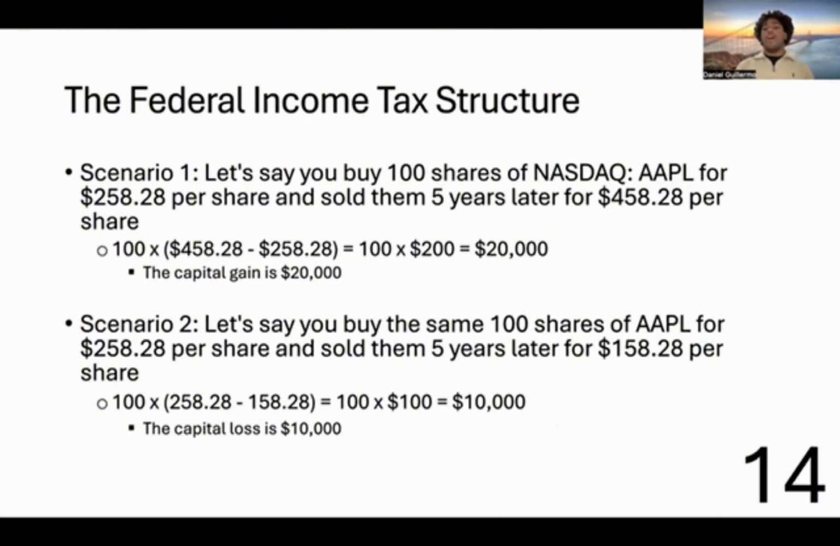So let's say you buy 100 shares of Apple for $258 per share, and you sell them 5 years later for $158 per share. You now get a capital gains tax of $20,000. Now, in the same scenario, let's say you then sold it for $158.28 per share. You're now at a capital loss of $10,000. Now, going back to scenario one, you have to now pay capital gains tax on that $20,000.